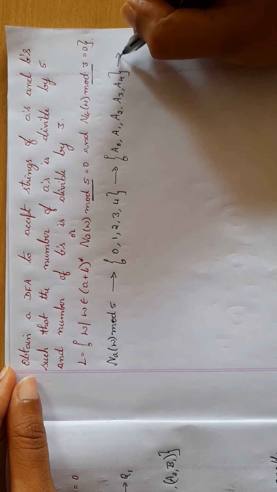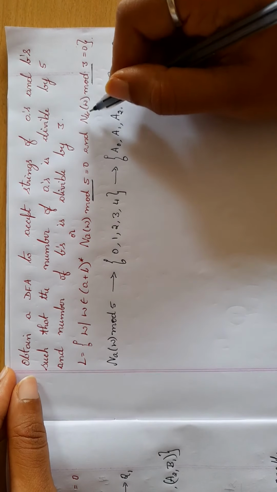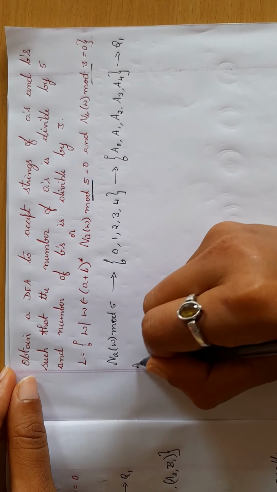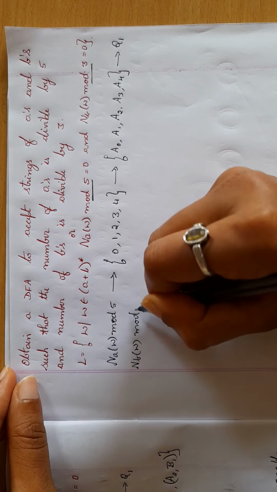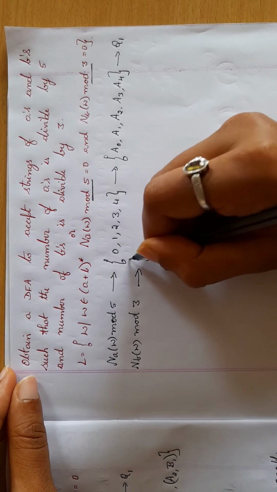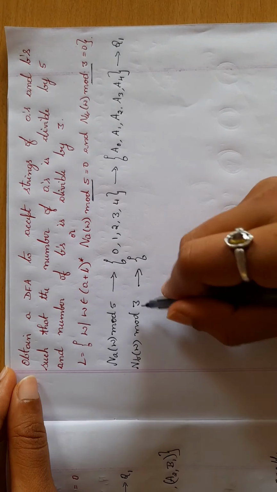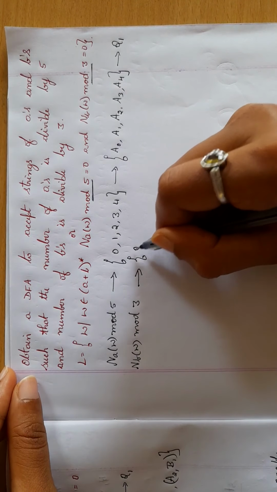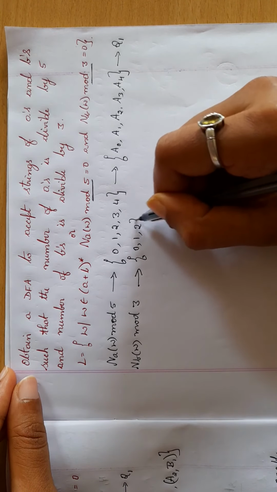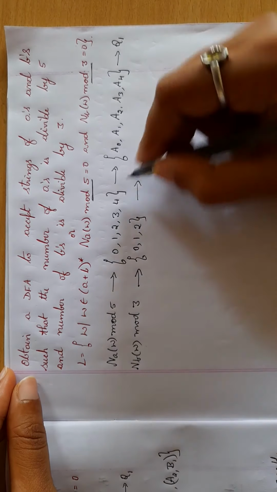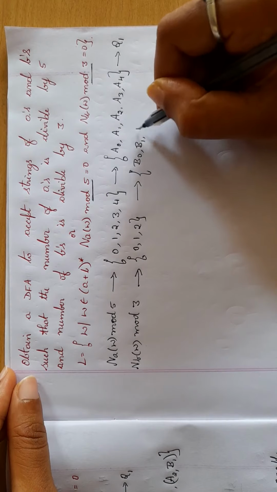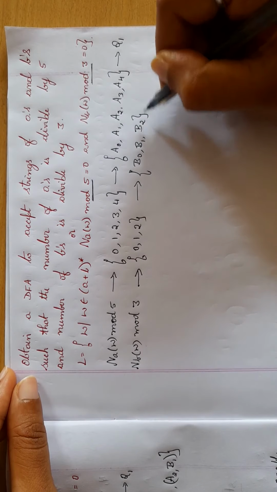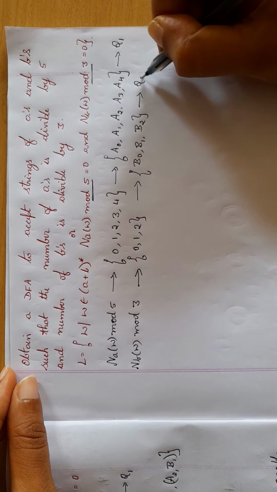I'll name it as Q1. Similarly, with respect to the number of B's in the given string mod 3, what are the different possibilities you can have? If it is mod 3, I can have the remainder as 0, 1 and 2. Since it is the number of B's, I'll take it as B0, B1 and B2. I'll take this as Q2.